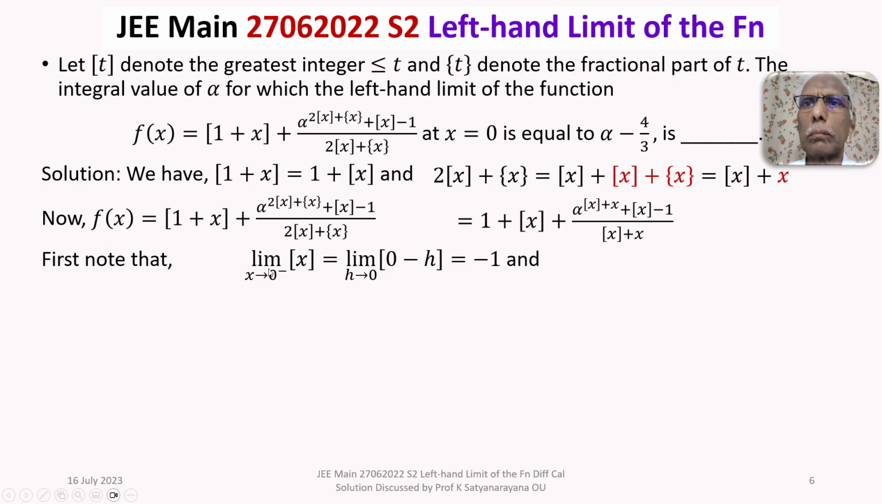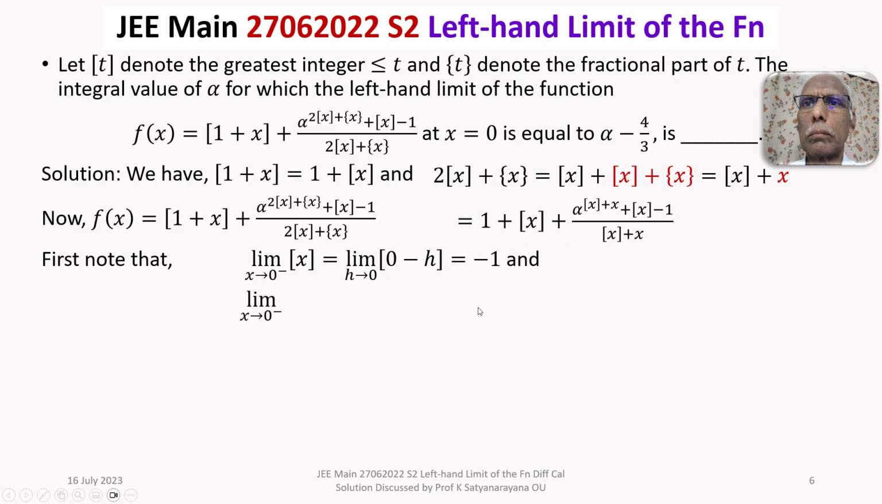So we have to find the limit as x tends to 0 minus, that is the left hand limit of bracket x, which is equal to the limit as h tends to 0, because x is tending to 0 from the left. For x we have written 0 minus h, as h tends to 0. It will be 0 minus h where h is positive, which is very close to 0, then 0 minus h will be less than 0 but greater than minus 1. Then in that case, the greatest integer not exceeding 0 minus h is minus 1.